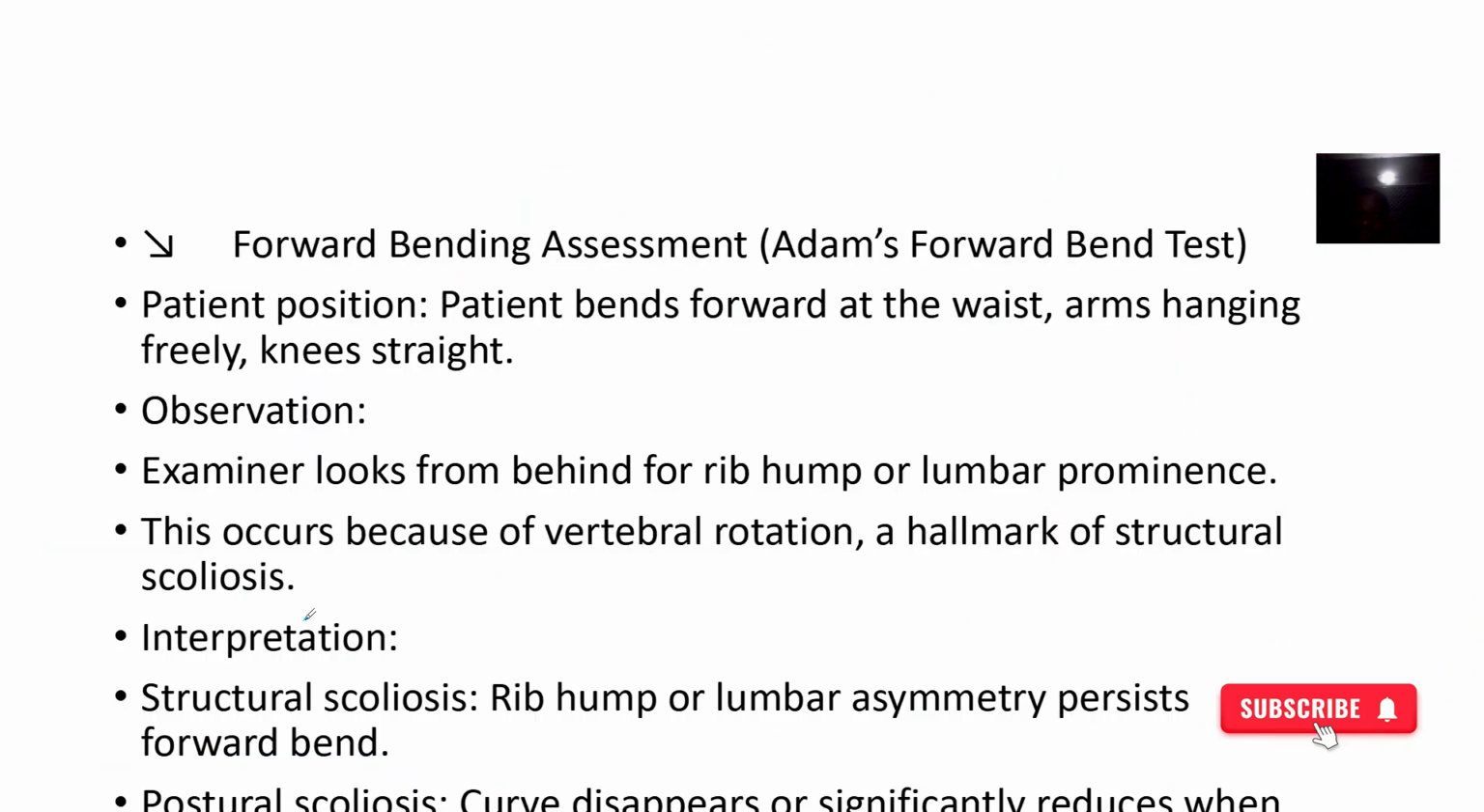So forward bending, yes, is also known as the Adams forward bend test. So the patient's position, the patient will bend forward at the waist, arms hanging freely down. Okay. Now you look from behind for any rib or lumbar prominence. This occurs because of vertebral rotation, a hallmark of structural scoliosis. So if you have structural scoliosis, there is a rib hump or lumbar prominence.